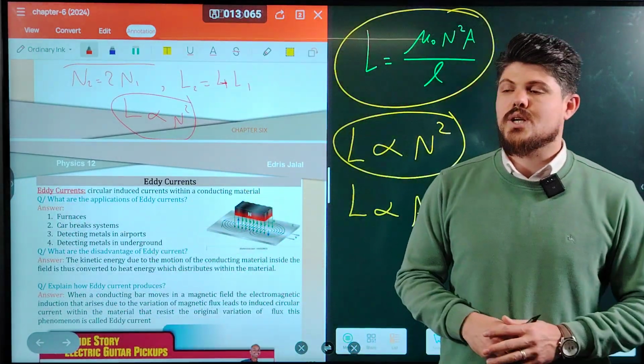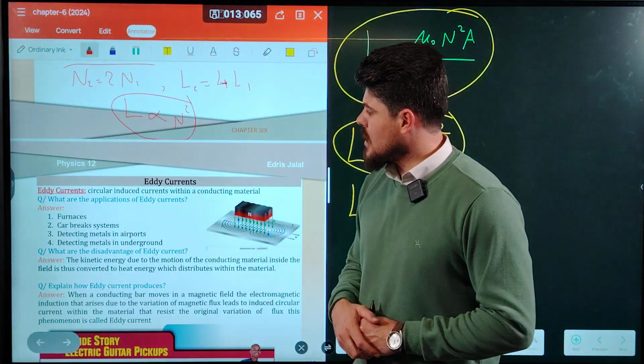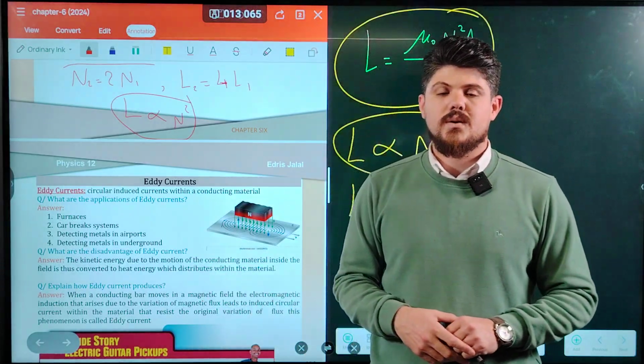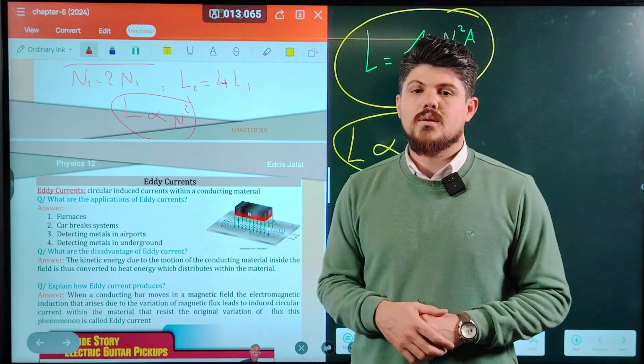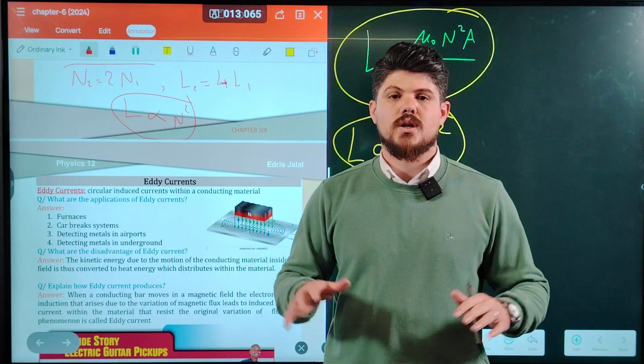Guys, that's all for today. Inshallah, in the next lesson, we will continue by explaining the eddy current, the last topic in this section in chapter 6, and I will solve the questions of the section review in section 1 in chapter 6.